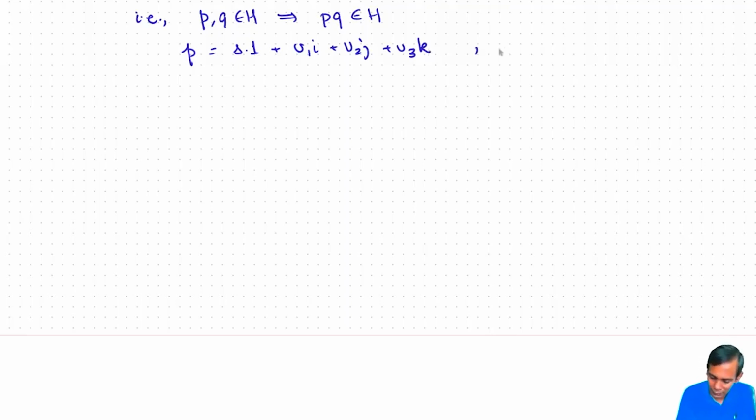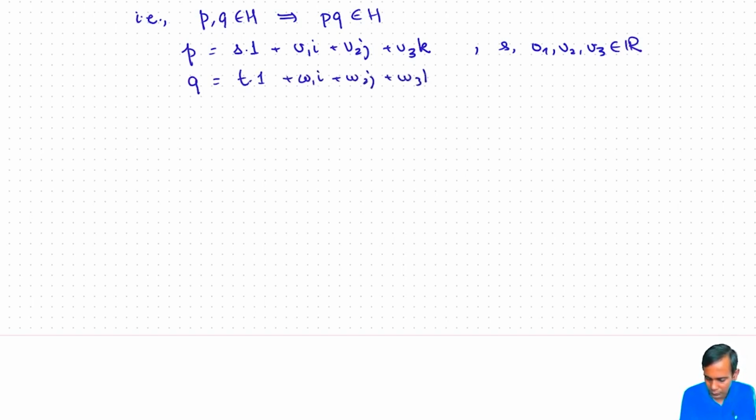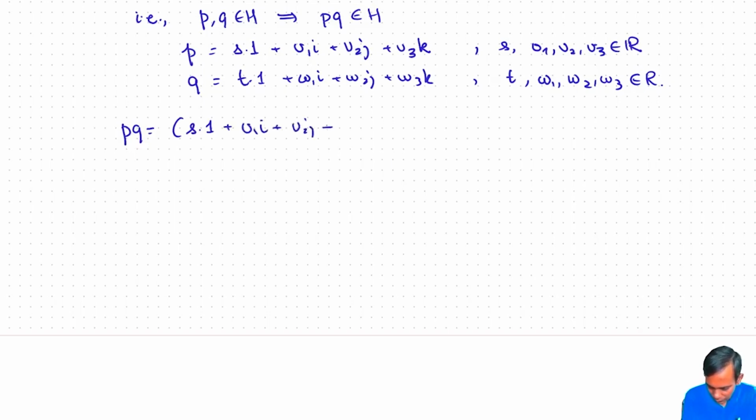For now, it doesn't really matter, where S, V1, V2, V3 are in R, and Q is T times 1 plus W1 times I plus W2 times J plus W3 times K, where T, W1, W2, W3 are in R. Then we need to show that PQ belongs to H. So PQ is going to be S times 1 plus V1I plus V2J plus V3K, and we have to multiply that by T times 1 plus W1I plus W2J plus W3K.